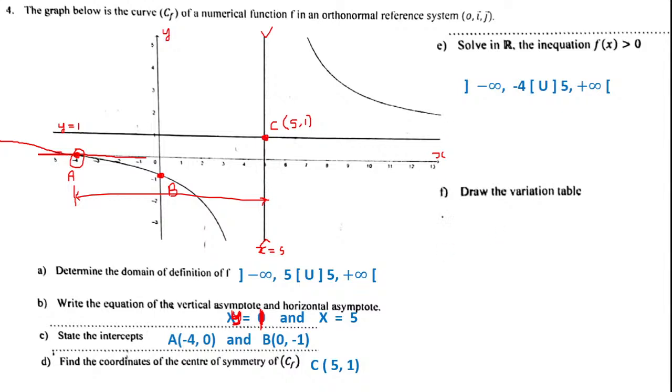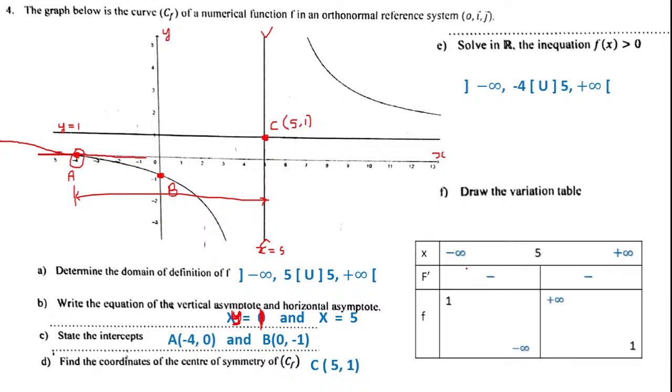Now they want us to draw the variation table. So the variation table, we have this. The domain of definition is from negative infinity to 5, where 5 is a vertical asymptote, right? And to positive infinity. Now in the region from negative infinity to 5, what do we see? The curve is decreasing. So we have this negative sign here, and equally from above 5, it is still decreasing. We have this other negative sign here.